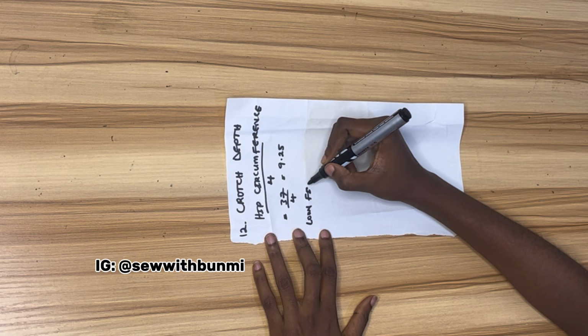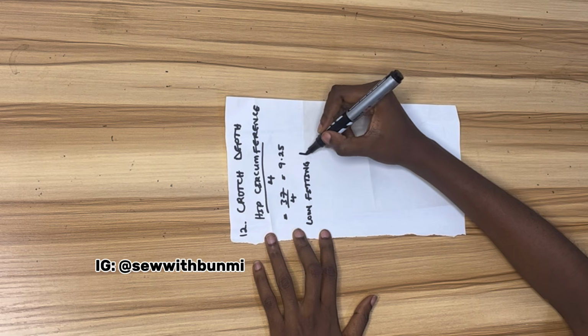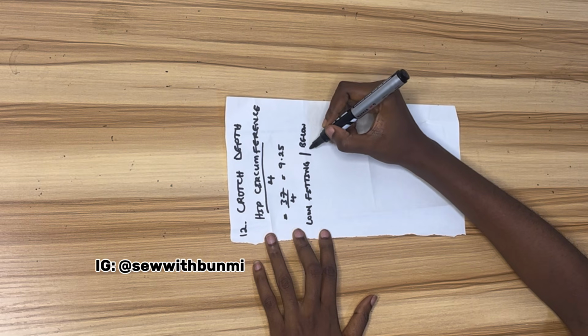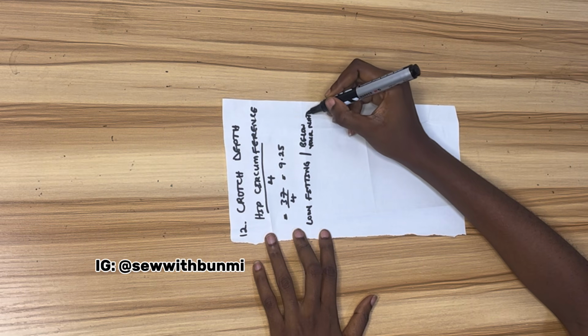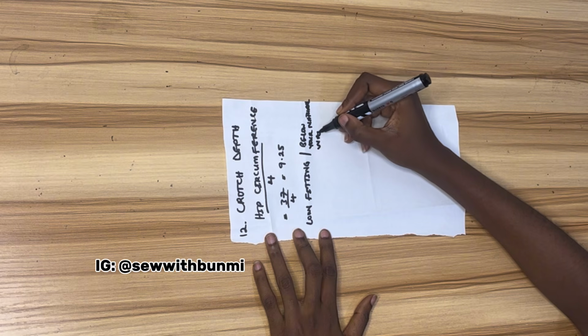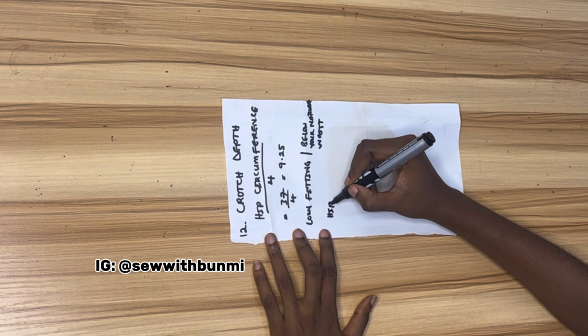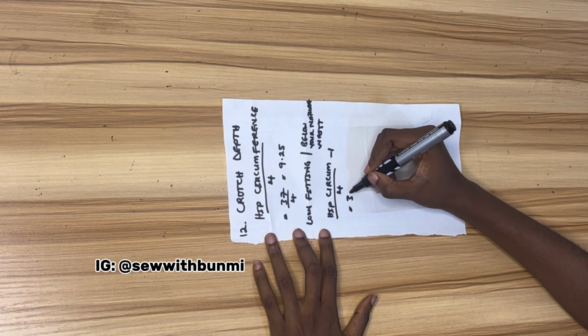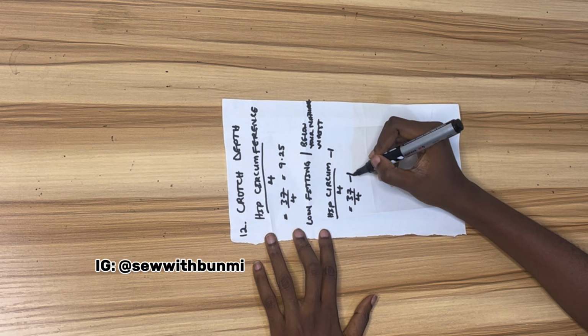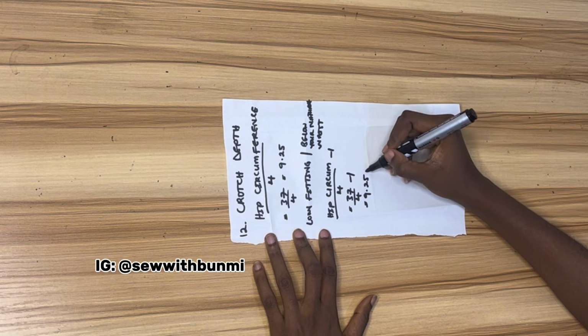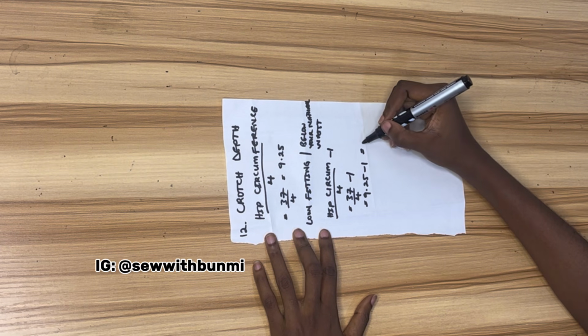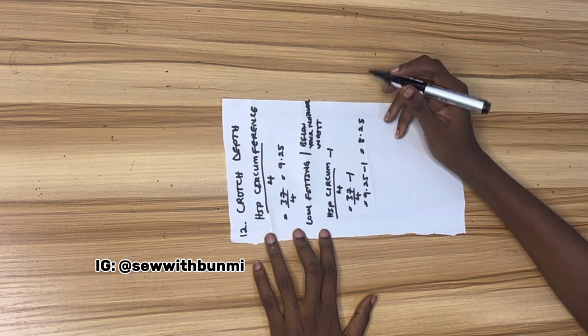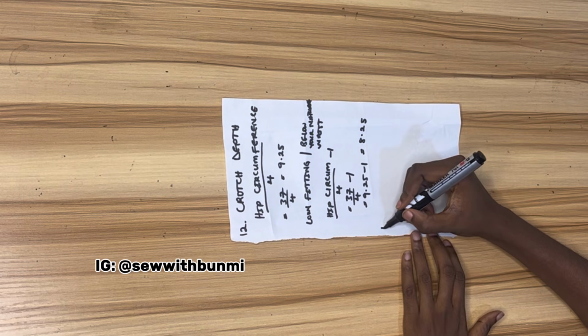Now, if your trousers is going to be below your natural waist, some people like their trousers to be low. If your trouser is low fitting, the formula for that is the hip circumference divided by 4 minus 1. So let's use my measurement. 37 divided by 4, which is 9.25 inches, minus 1. So my crotch depth is going to be 8.25 inches.